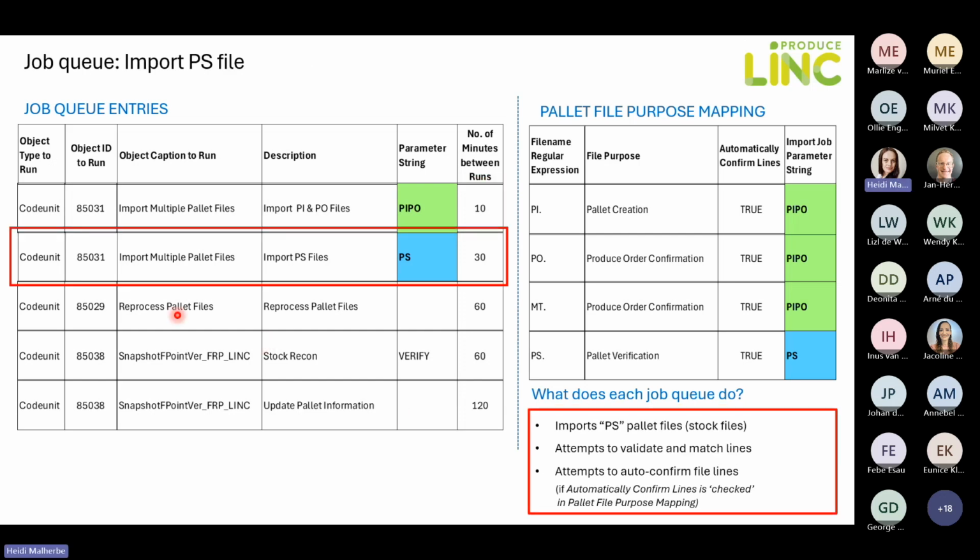Okay, the second one, import of multiple PS files, is going to do exactly the same thing, except in this case, it's only importing your stock files. It will again try and validate it. In this case, obviously also match it, because those PS files are typically mapped for purpose pallet verification, so it will need to do some matching. And if they are error-free, fully matched, no errors, it will also try and confirm those file lines for you.